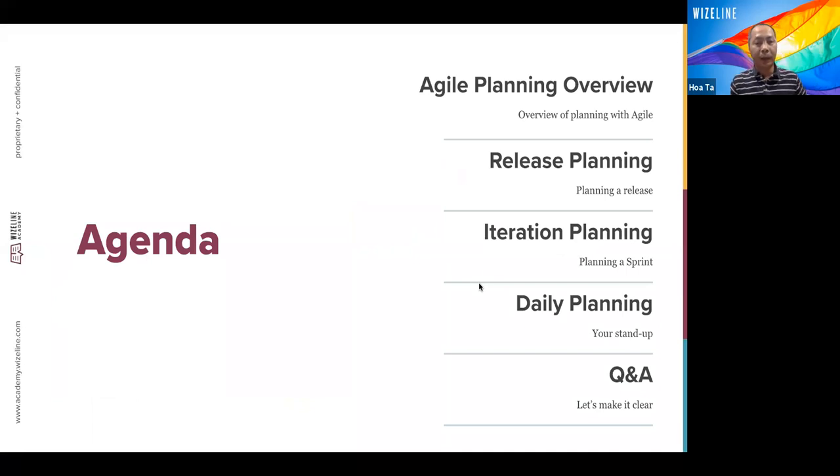All right, this is the main topic that we are going through today. First, I'm going to talk about the overview of Agile planning and why it is different from traditional planning. Then we will go deeper into release planning and iteration planning. We will also share how we do the daily planning and the common mistakes we normally have with daily planning. The last part will be the Q&A. During the session we have some break time for Q&A, but the main part will be at the end.